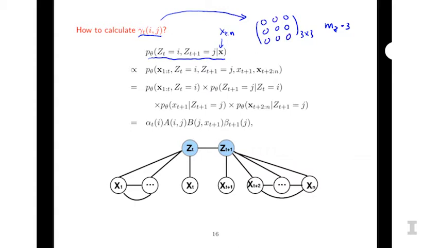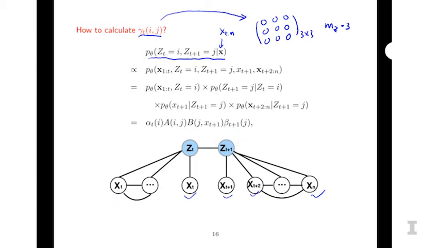Now, it is actually sufficient to compute just the joint, because you can compute the joint for all the 9 pairs of values of i and j, and then you just divide by the sum of the 9 values. You get the conditional probability. Now, how to compute the joint? It is a joint of x1 all the way to xn, and also 2 latent states at t and t plus 1.